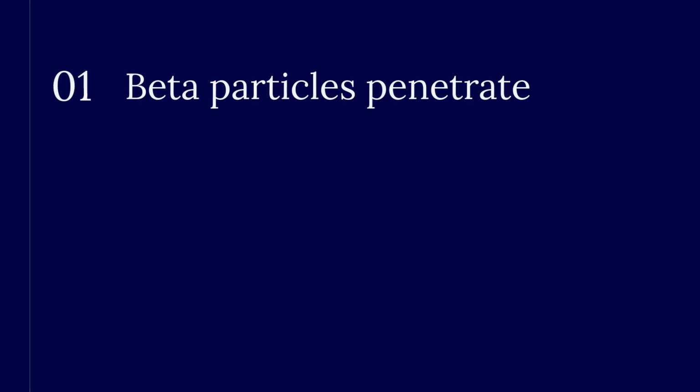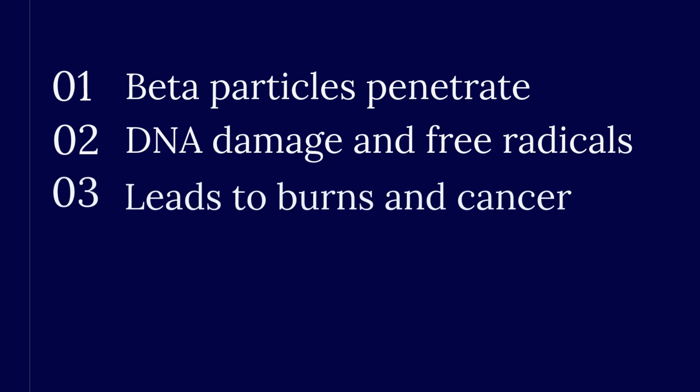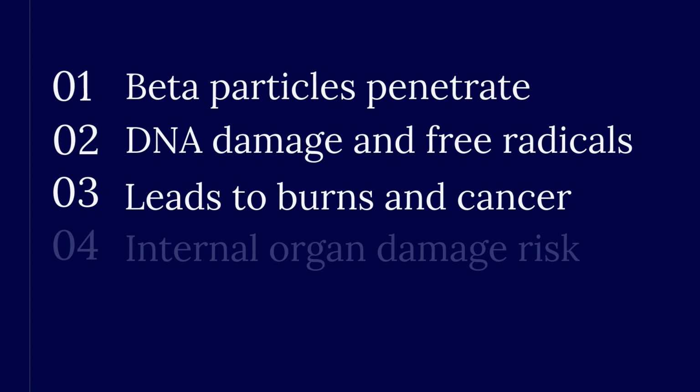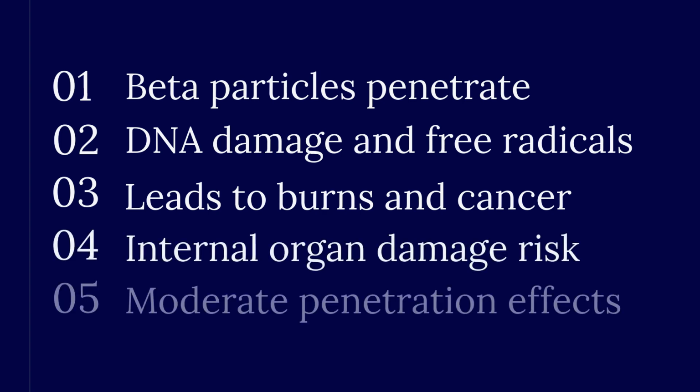Beta particles are smaller, penetrating deeper than alpha particles. They cause both direct DNA damage and indirect effects via free radicals. Prolonged exposure can lead to burns and increased cancer risk. Internally, beta emitters damage specific organs. Their moderate penetration makes them less concentrated, but still harmful.